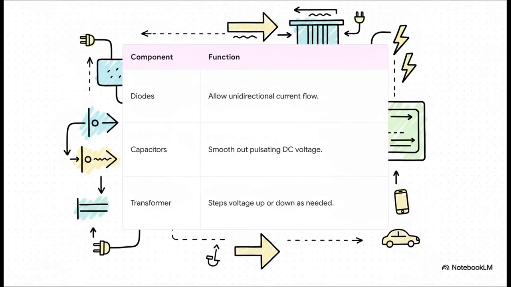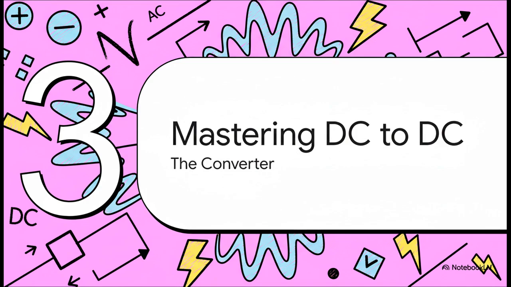Well, the real heroes are components called diodes. Those are the actual one-way electrical gates. Then you have capacitors, which act like tiny, super-fast water towers, storing and releasing energy to smooth out all those bumps in the DC voltage. And of course, you often have a transformer in there to step the voltage up or down to the right level to begin with. Okay, so we've made some DC power.